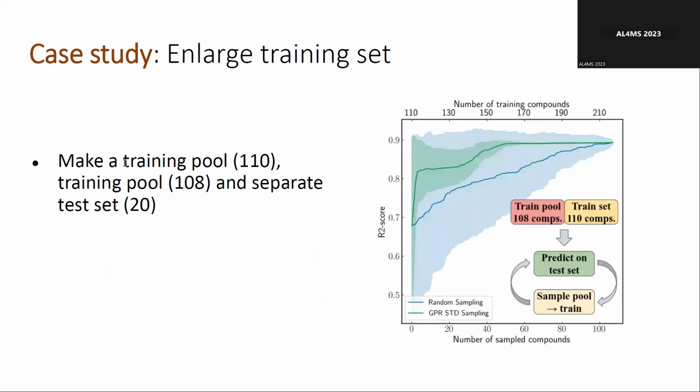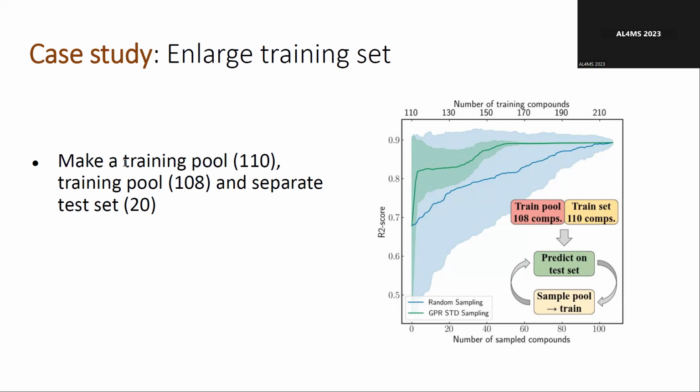Okay, so first we wanted to test whether this approach was effective. So we did another case study. Basically, we took an initial training set of around 250 DFT calculations for lattice thermal conductivity, and we split it in 3 pieces. We had a test set of 20, which we kept fixed. We made a training set of 108 and a training pool of 110.